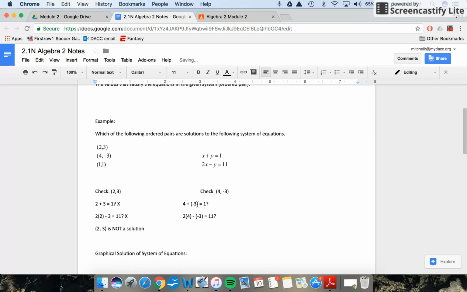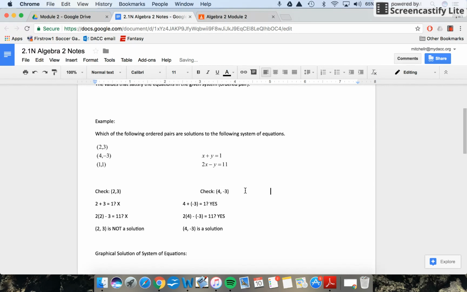Well, 4 plus negative 3 is like 4 minus 3 does equal 1. So I'm just going to put yes there. And 2 times 4 is 8. Subtracting a negative 3 would be like adding 3 to 8. That does give me 11. So I'll make a statement that 4, negative 3 is a solution.